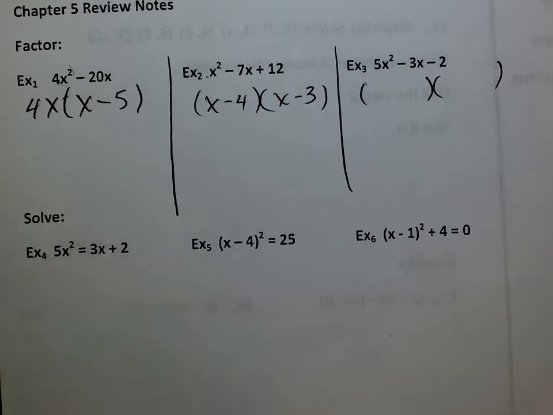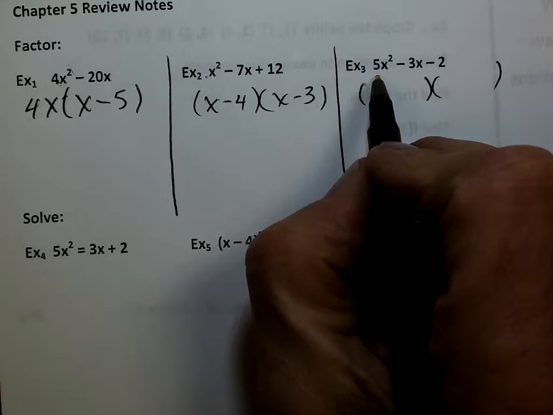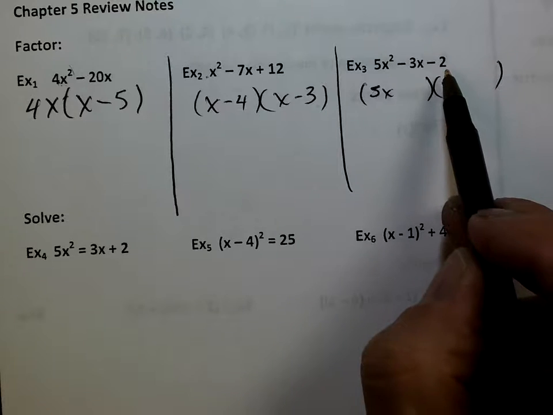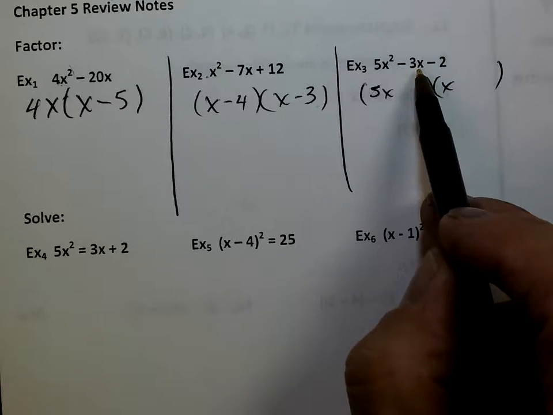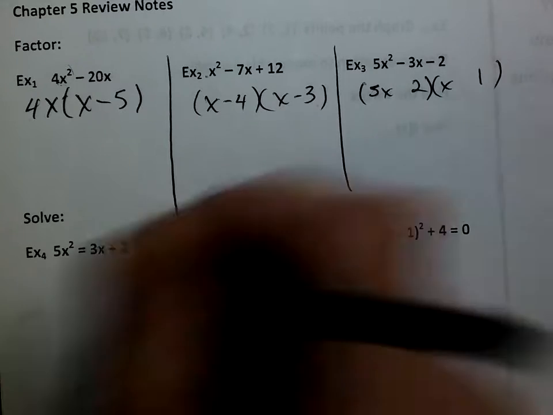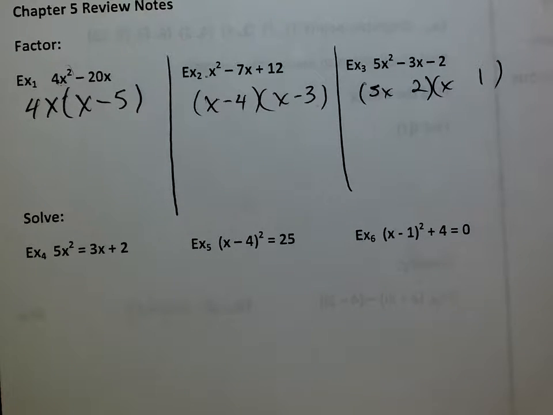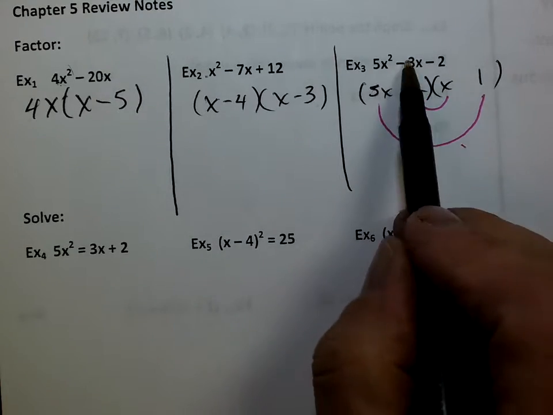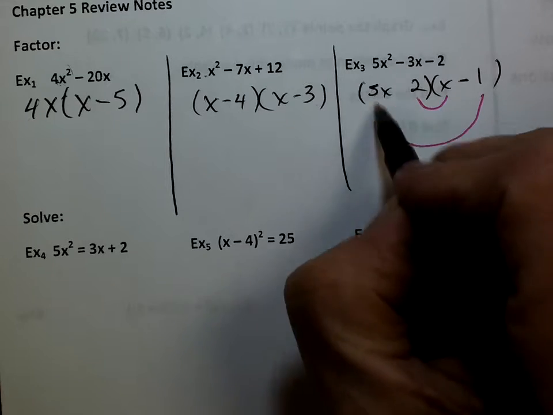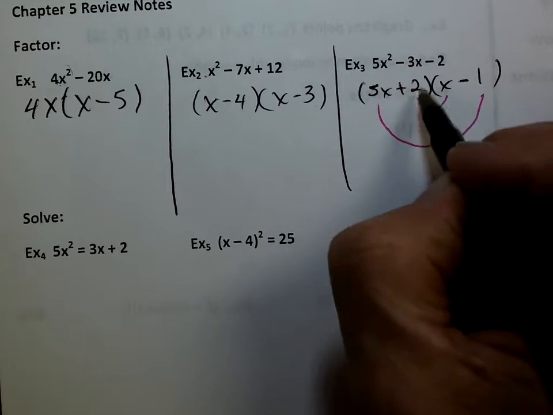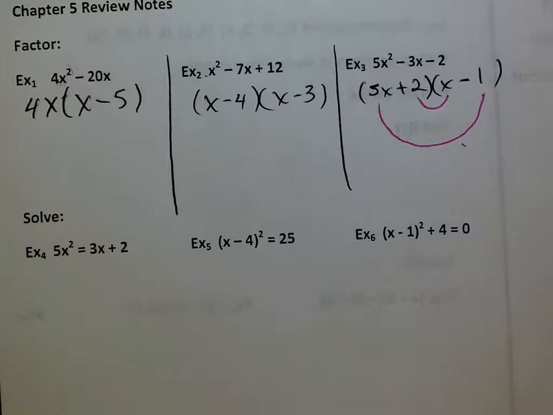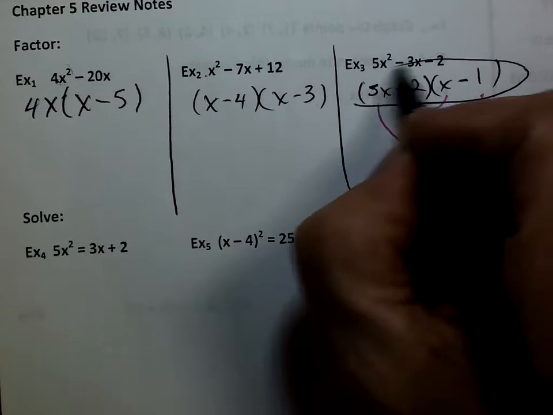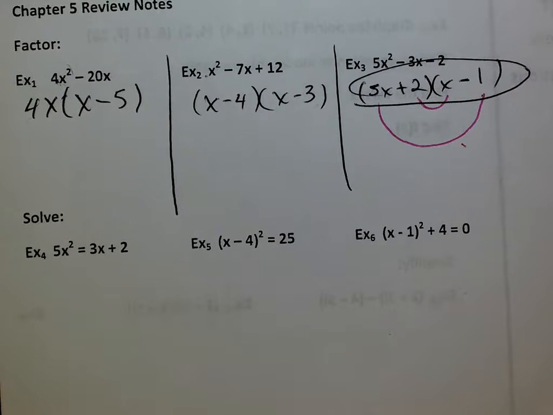So the only way I can make a 5x squared is with a 5x and an x, okay? The only way I can make a 2 is with a 2 and a 1, but I have to be careful because I need to make a 3. So I'll put my 2 here, my 1 here, and I check my double smiley. I need to somehow come up with a negative 3x. If I put a negative here, it would make a negative 5x, and a positive here would make a positive 2x. Then they will work to make my negative 3x. So that would be my answer for factor. Okay, so you've got to check it, right? You've got to make that middle term.